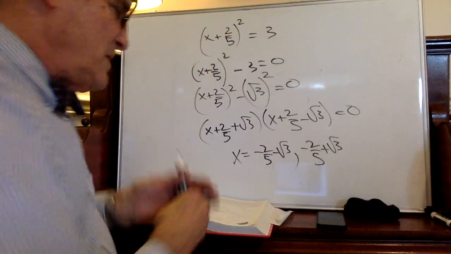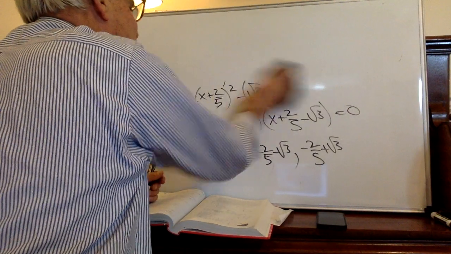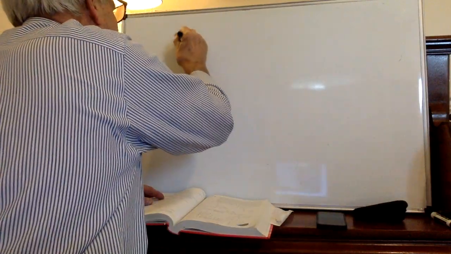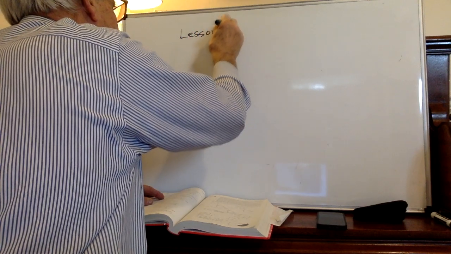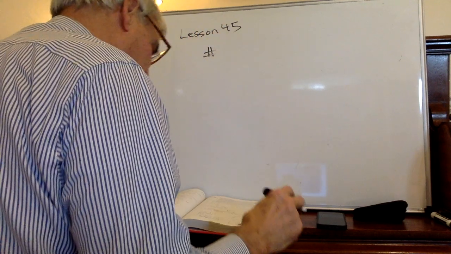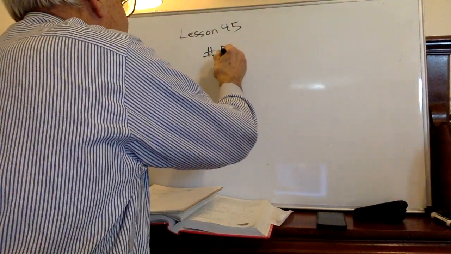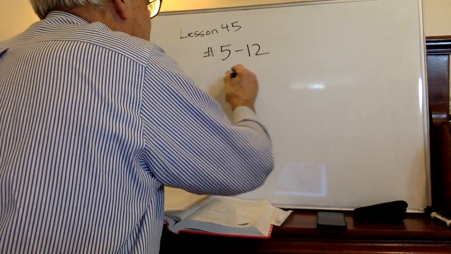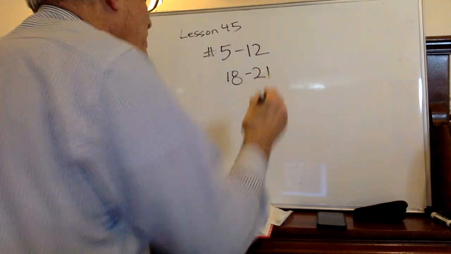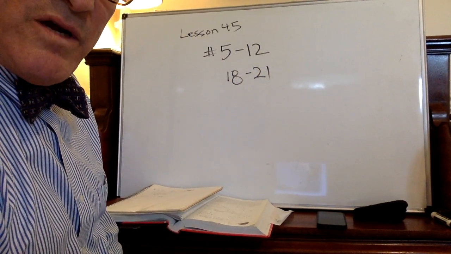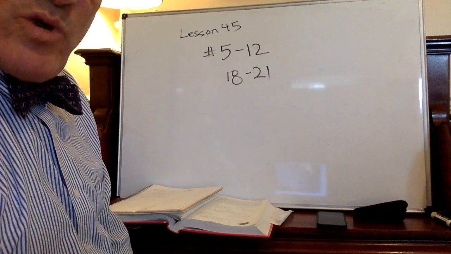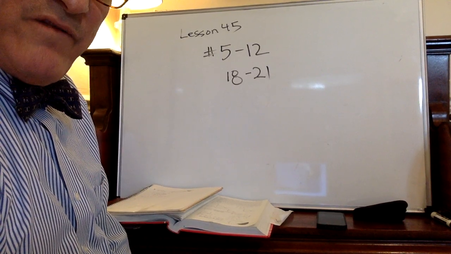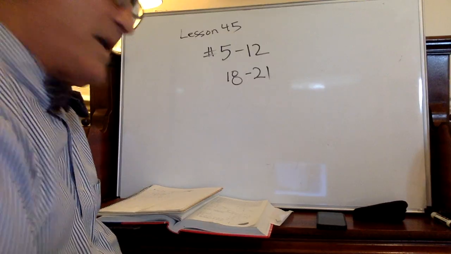Okay? So, let me give you the problems I want you to do for Friday from lesson number 45. Please do the following numbers: 5 through 12, and then 18 through 21. 5, 6, 7, 8, 9, 10, 11, 12, 18, 19, 20, 21. Okay?